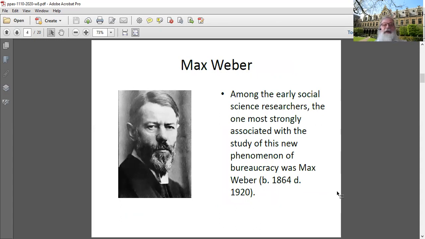Among the early pioneers in this work in the 1800s was a German sociologist, lawyer, historian named Max Weber, who died at the beginning of the 20th century. Max Weber is famous for a number of things. Among those was his study of this new phenomenon of bureaucracies, and especially state bureaucracies, as opposed to bureaucracies in private organizations such as businesses.